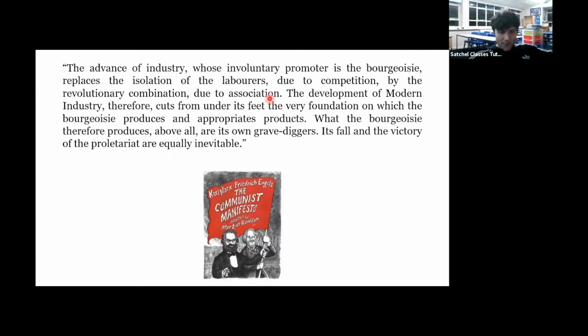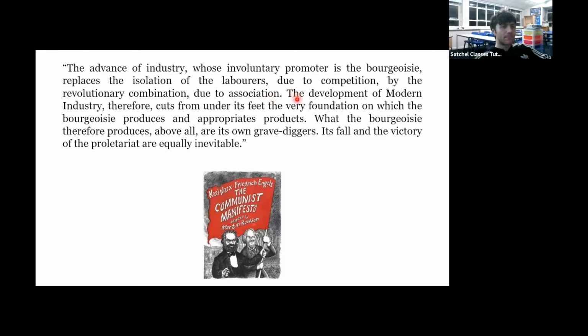Whereas when they're in the factories, they've got a revolutionary combination by association. What they mean here in the Communist Manifesto, Marx and Engels, is that the workers are all packed in tight in the same space, and they're newly literate, and so they're not isolated anymore. They're all associated together in huge numbers, and that gives them a lot of power.